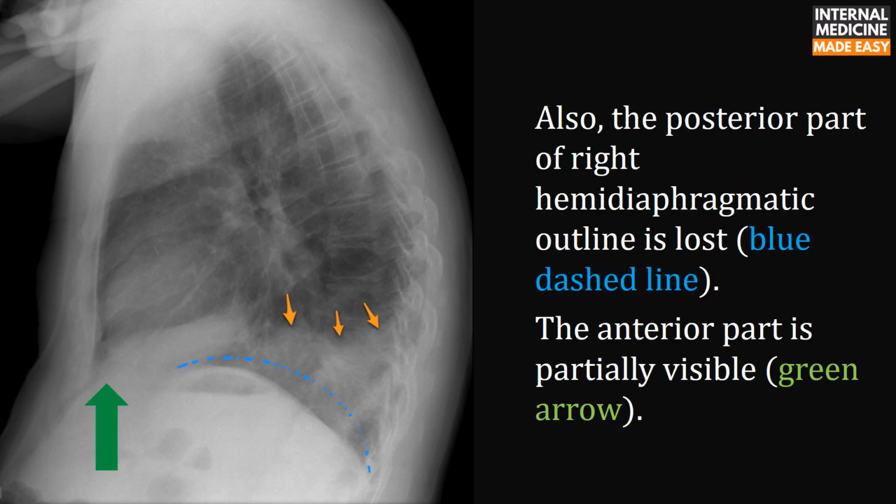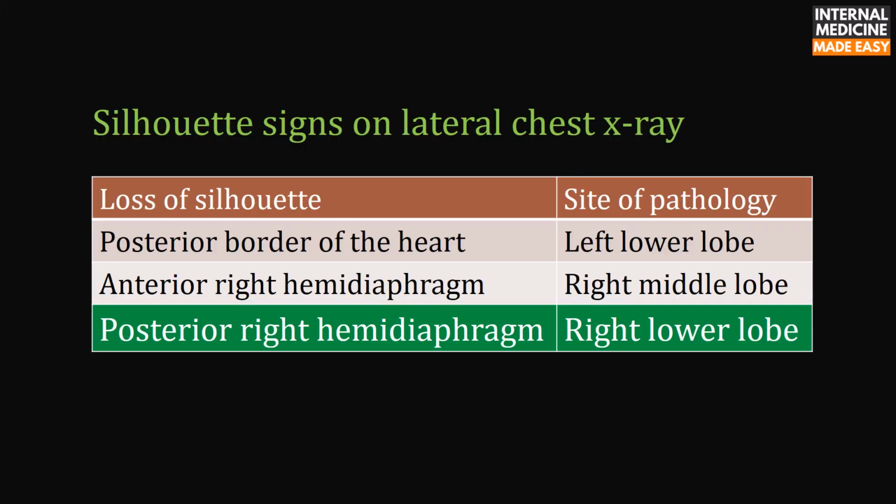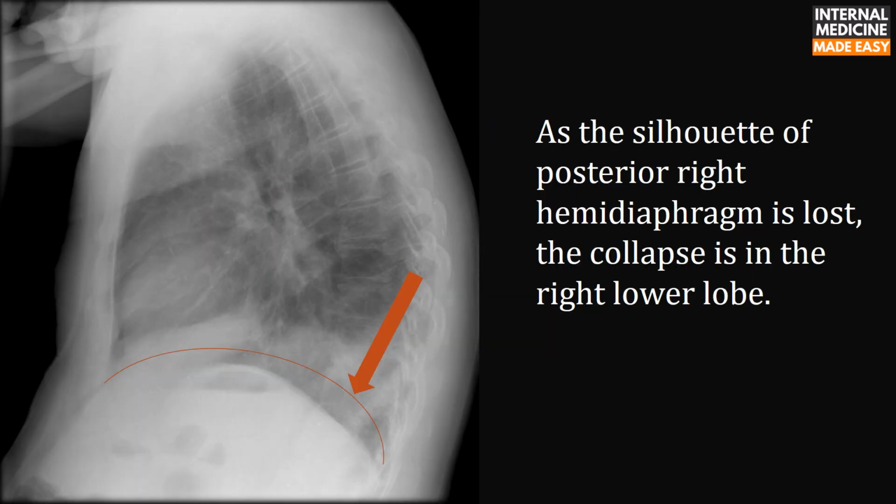Also, the posterior part of the right hemidiaphragmatic outline is lost. The anterior part is partially visible. We know that loss of posterior right hemidiaphragm silhouette indicates right lower lobe pathology. As the silhouette of posterior right hemidiaphragm is lost, the collapse is in the right lower lobe.